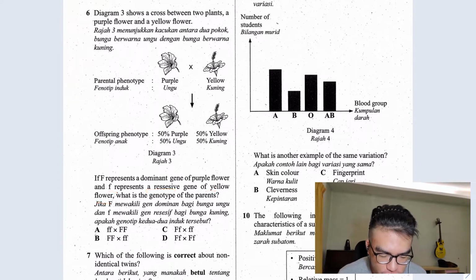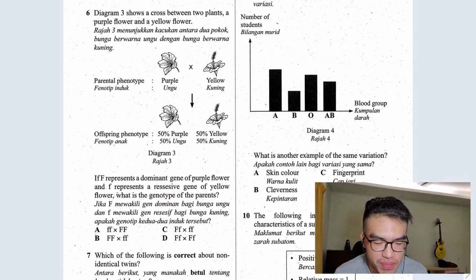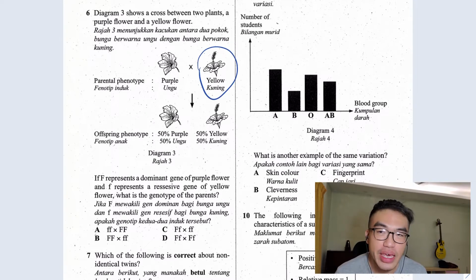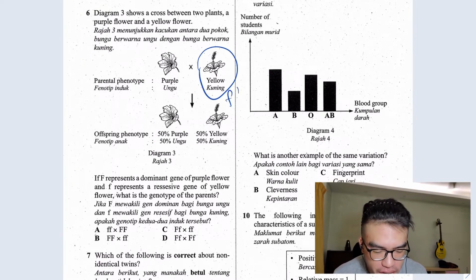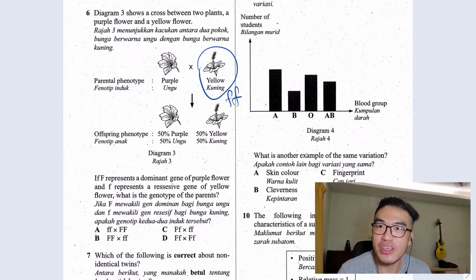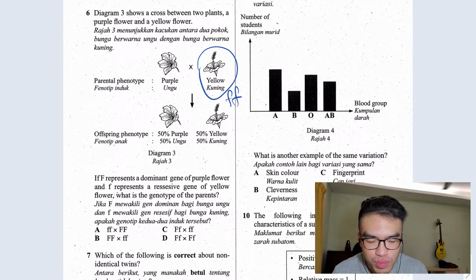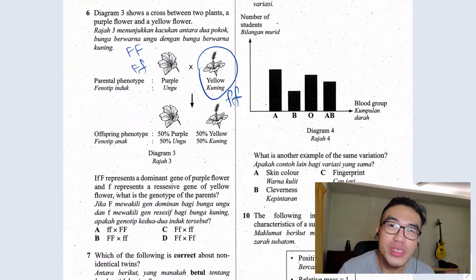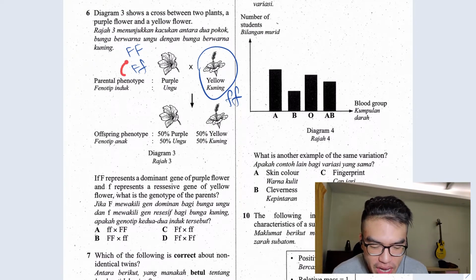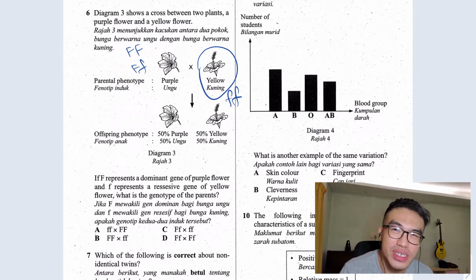What is the genotype of the parent? So genotype would be the alphabet represented by the parent. The easy one, we would look at the yellow ones. Yellow, we would know this is two small f's. Yellow flower means they are recessive, means they have two recessive genes. But the trouble comes in the purple flower. Purple flower could be two big F's or one big and one small. The first one is what we call homozygous dominant, and the second one is what we call heterozygous dominant.